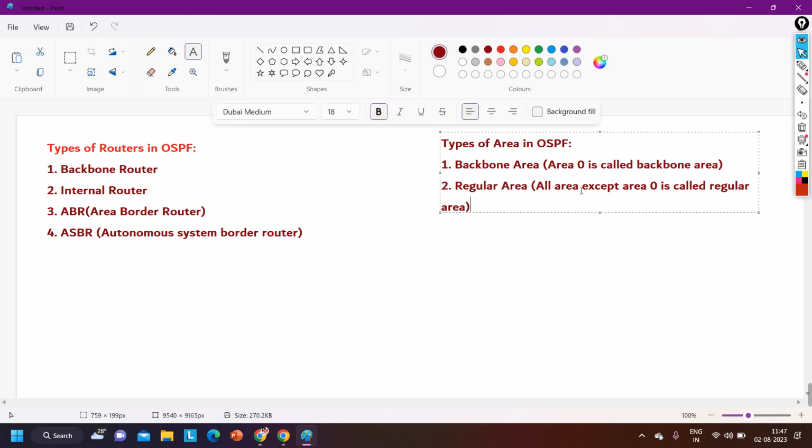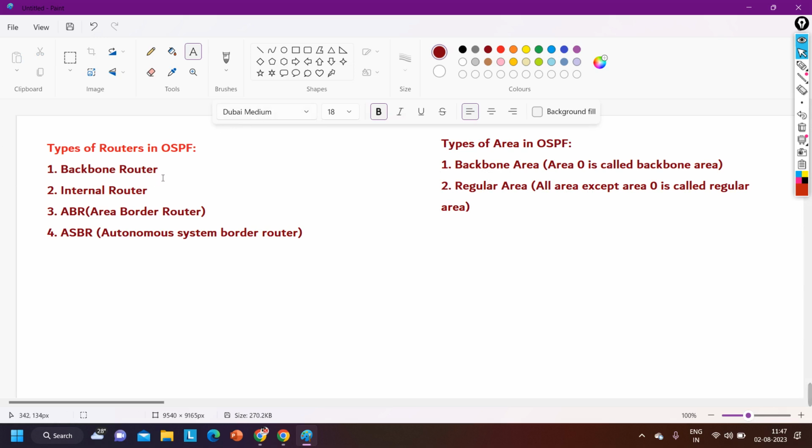Yes, guys. Between area 1 and area 100, is there any difference? Like if I use area 100 instead of area 1. Yes, there is some difference. Okay, we will discuss. Wait. Now see types of router.